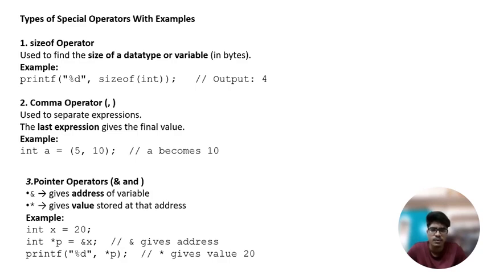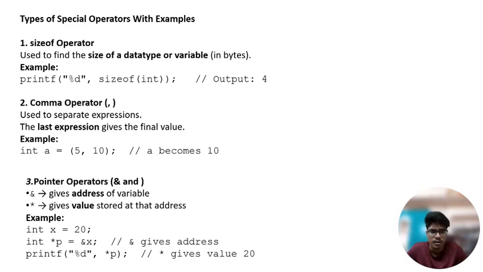Types of special operators with examples. The sizeof operator is used to find the size of a data type or variable in bytes. For example, you can see printf %d sizeof int, so the output is 4. The comma operator is used to separate expressions, and the last expression gives the final value. Here you can clearly observe the last value is the final answer. int a equals 5 comma 10, so the output is 10.